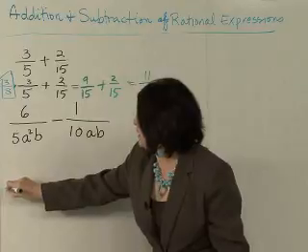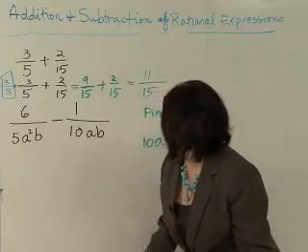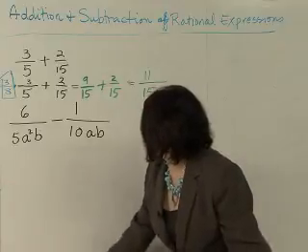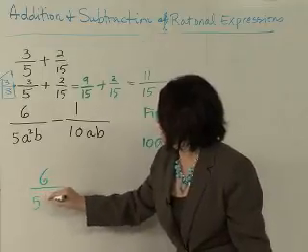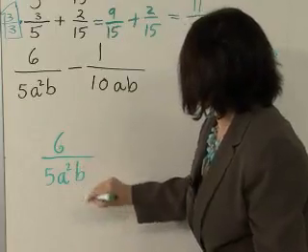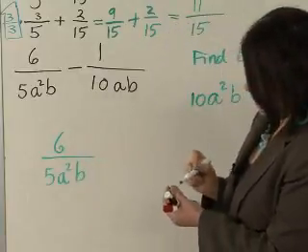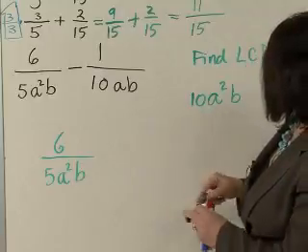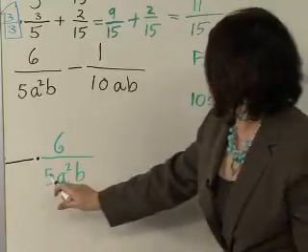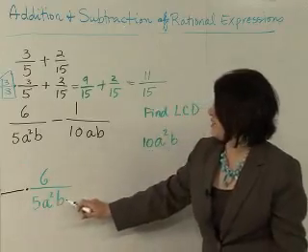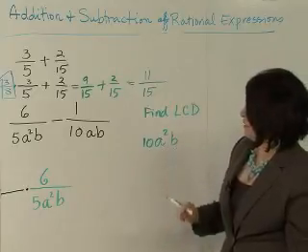So now I need to rewrite each fraction as an equivalent fraction with the LCD. So I'm going to take the 6 over 5a squared b, and I need to change the denominator to the LCD, which is 10a squared b. So what is missing here? What do I need to multiply the 5a squared b by to get 10a squared b?